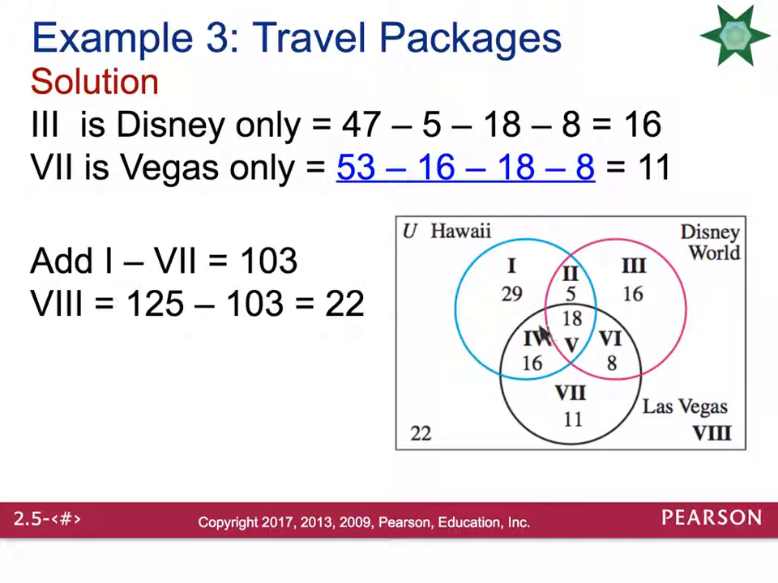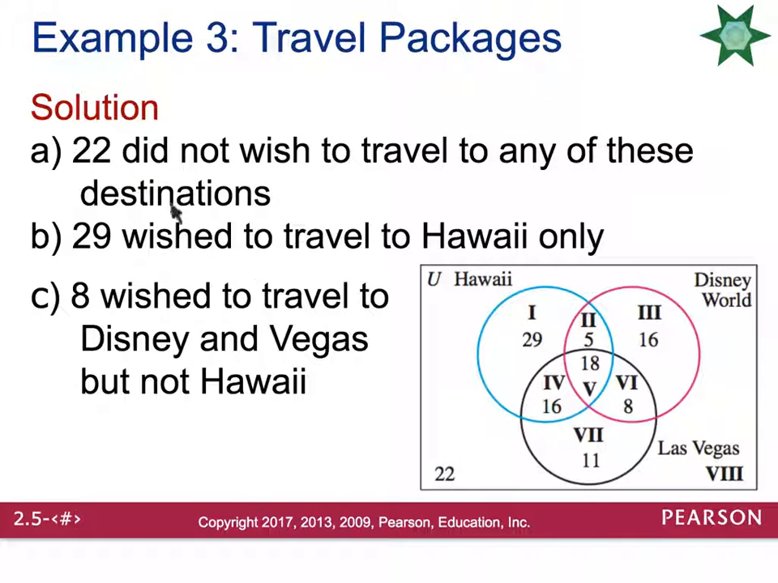This would be Hawaii and Las Vegas. This would be Hawaii and Disney World. This would be Disney World and Las Vegas. Those crescent shapes. So the first question was, how many did not wish to travel to any of these destinations? That would be the number outside the circles, which is 22, still in our universe. How many wish to travel to Hawaii only? That's just region 1, which is 29.